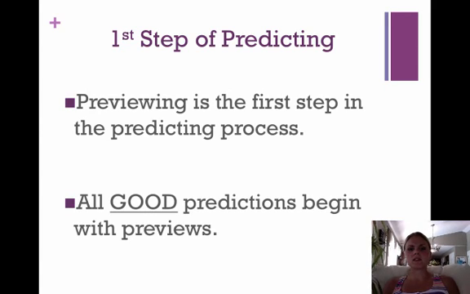Okay, so the first step of predicting is previewing. Before you do any reading, you always want to preview the information that is available to you. And for some texts, there's going to be pictures, there will be captions, there will be charts, maps, tables of contents, all that good stuff. And for other texts, you might be very limited. So you're just going to rely on background information, what you know about what that author has already written, what you know about other things you've read related to the topic, as well as the title of the story or the text itself. So all good predictions begin with previewing.